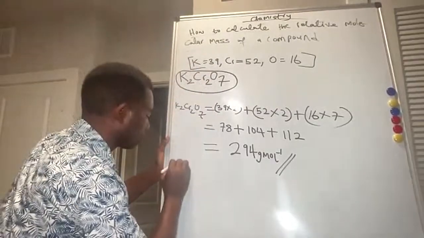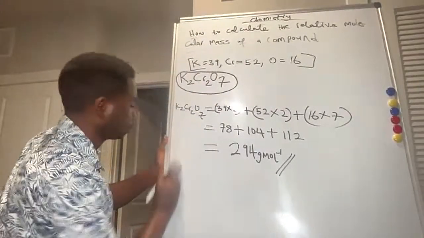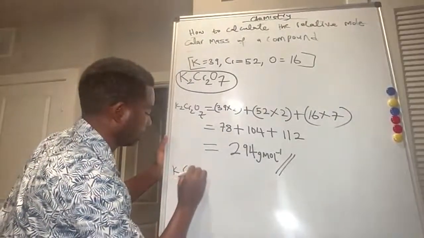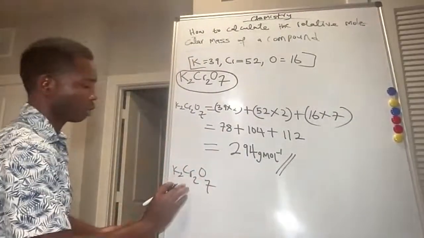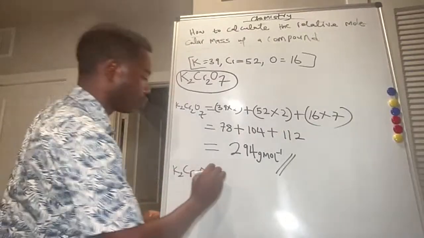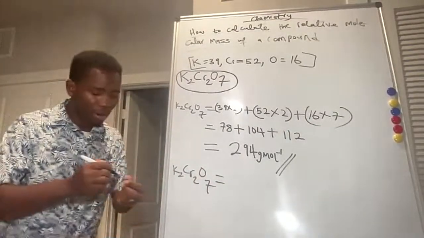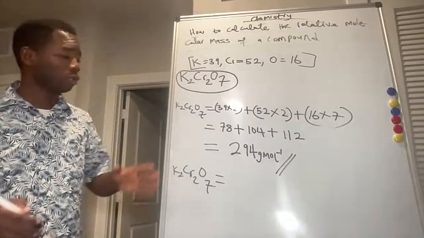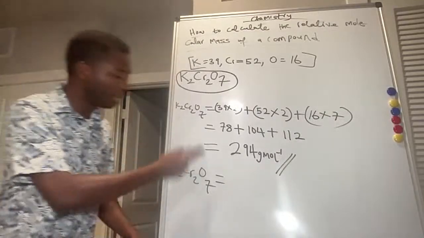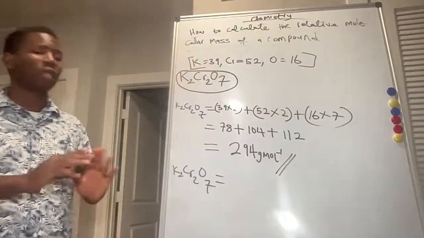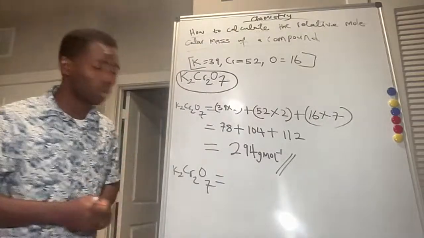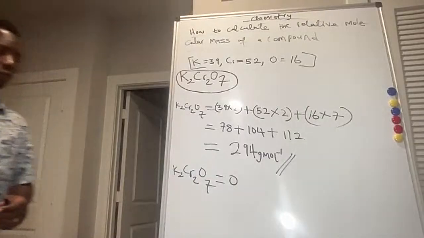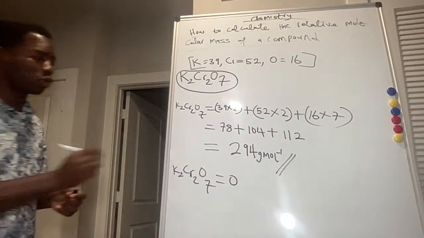Now, this is the compound K2Cr2O7, potassium heptaoxodichromate(VI). According to the rule of nomenclature, for any compound that stands on its own and is not ionized, the oxidation number is equal to 0. So this compound is not ionized.